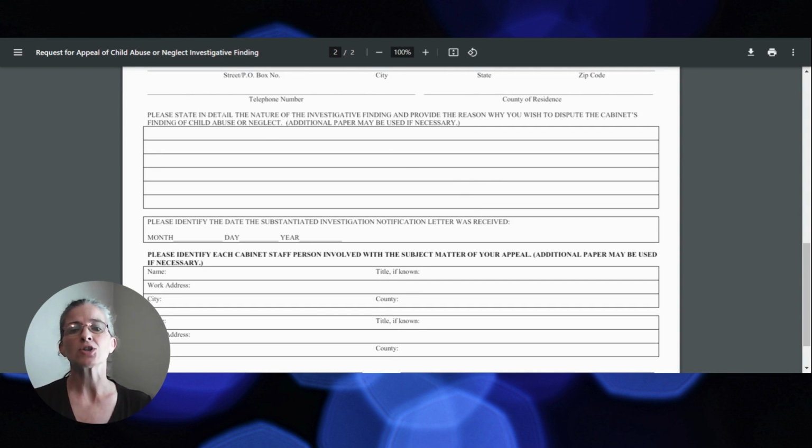Now, in this section, please state in detail the nature of the investigative finding and provide the reason why you wish to dispute it. In my case, they accused me of having bags and bags of narcotics and over an ounce of heroin in my home, when in fact I had no drugs in my home. And I was able to prove that many months down the road through the state crime lab results. But they still reported it as fact that they found drugs in my home when they did not.